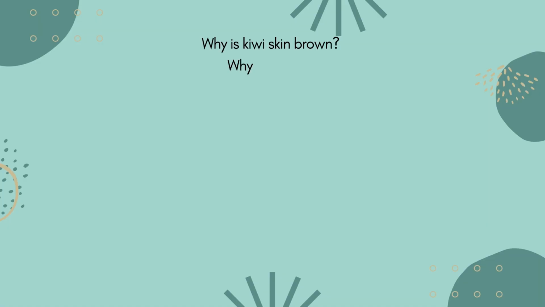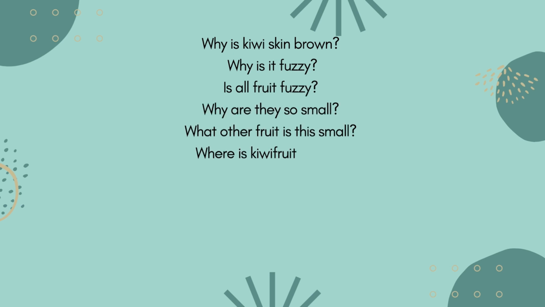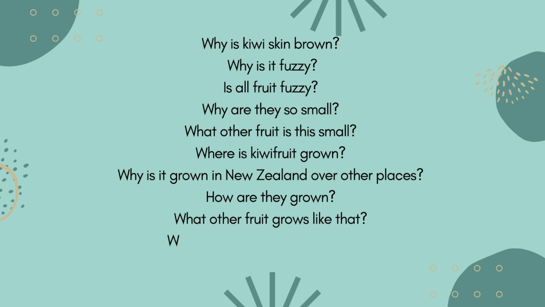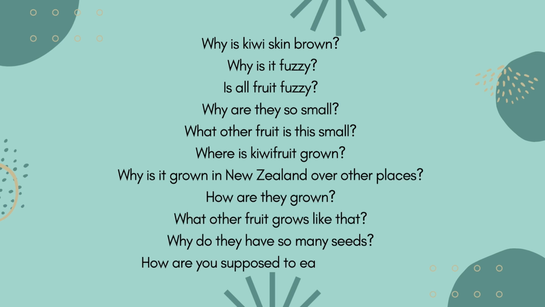Why is kiwi skin brown? Why is it fuzzy? Is all fruit fuzzy? Why are kiwis so small? What other fruit is that small? Where is kiwi fruit grown? Why is it grown in New Zealand over other places? How are they grown? What other fruit grows like that? Why do they have so many seeds? How are you even supposed to eat these things?